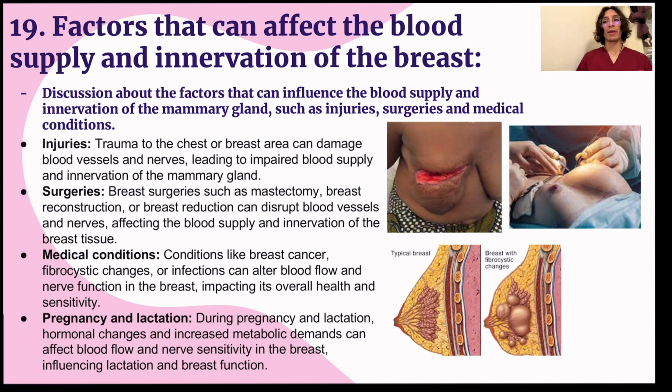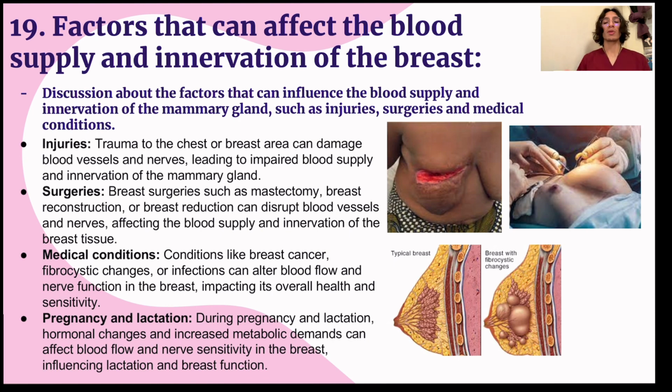Factors that can affect the blood supply and innervation of the breast. Injuries: trauma to the chest or breast area can damage blood vessels and nerves, leading to impaired blood supply and innervation of the mammary gland. Surgeries: breast surgeries such as mastectomy, breast reconstruction, or breast reduction can disrupt blood vessels and nerves, affecting the blood supply and innervation of the breast tissue.